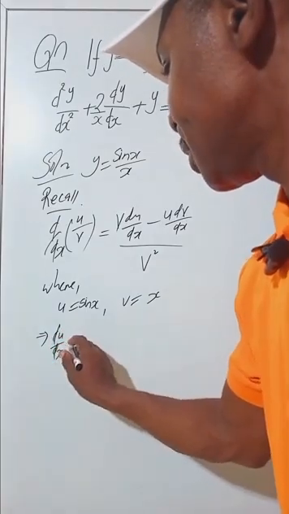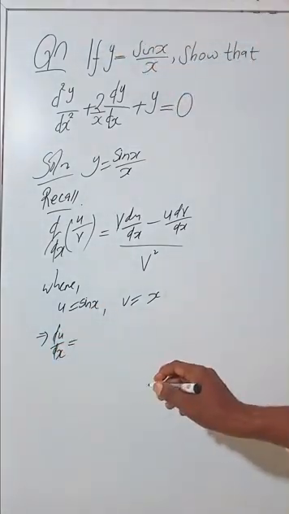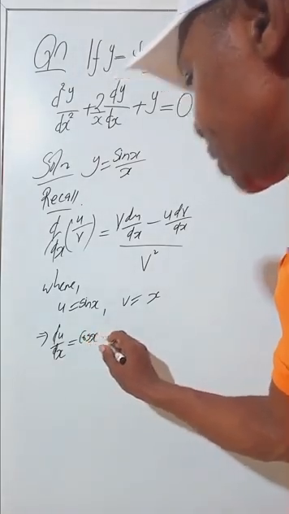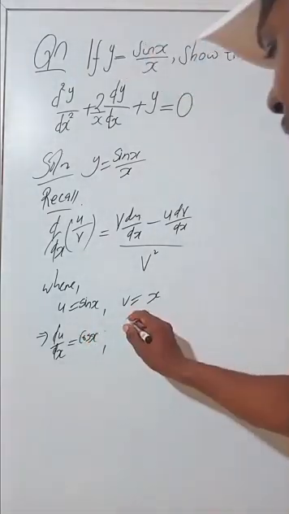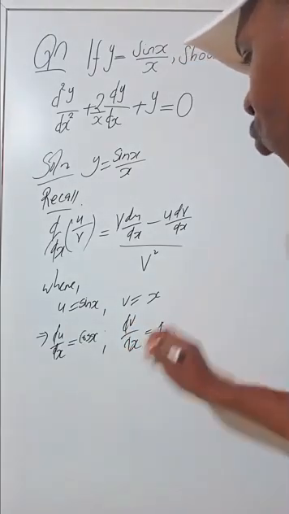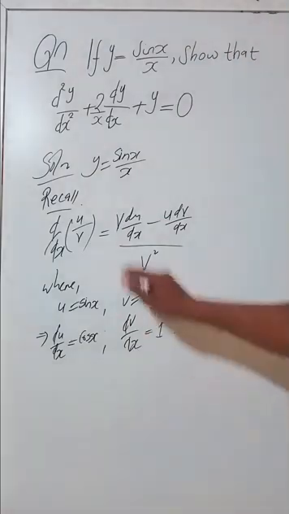du/dx is equal to differentiating sine with respect to x. Here we shall get cos x, which is positive. Differentiating v with respect to x gives us 1. So let's substitute these values into this.